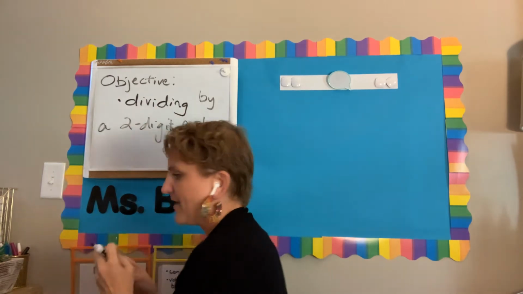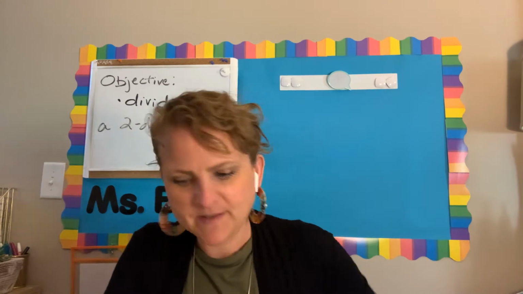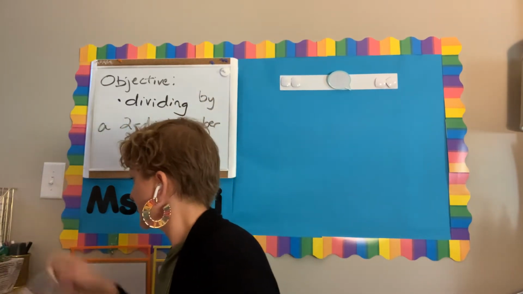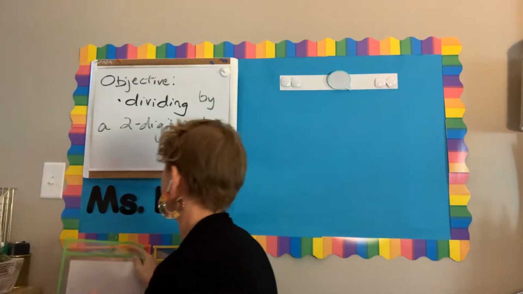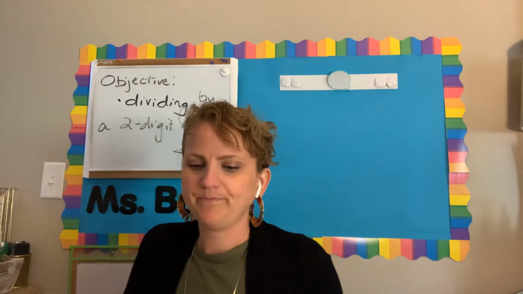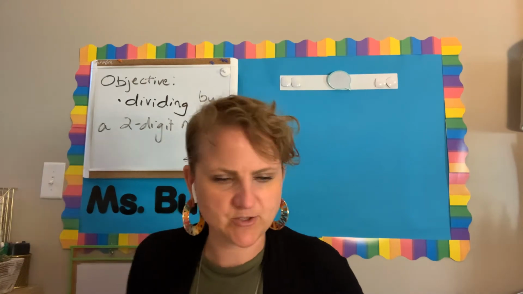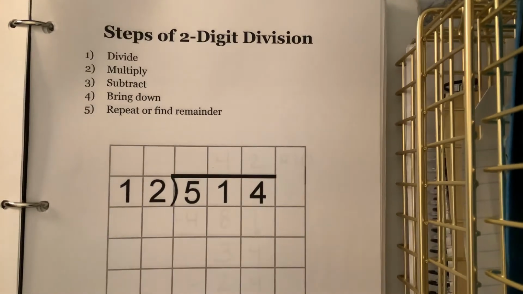So in your math resource binders, fifth graders, you should be finding the steps of 2-digit division. So go ahead and open up in your math resource binder to that page. It looks like this. And we're going to be taking some notes together. So you're going to go ahead and follow along with me. And this is the process that we're going to use throughout our division today. So the steps of 2-digit division.